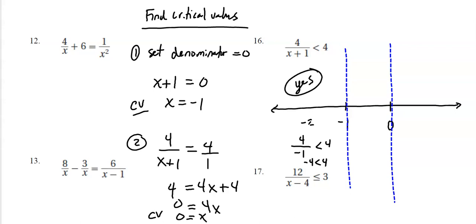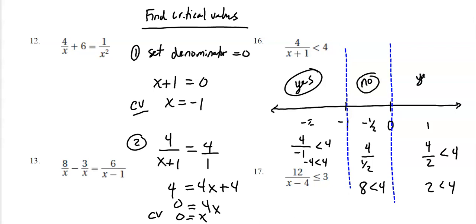Now pick a number between 0 and negative 1. So maybe like negative 1/2. I'll try that. So 4 over, well, negative 1/2 plus 1 is 4 divided by 1/2. Well, that would be 8. And 8 smaller than 4, that is false. That's a no. And then I pick a number bigger than 0, so maybe I try 1. And 4 over 1 plus 1, is that less than 4? Is 2 less than 4? Yes. So my solution regions are my yeses.